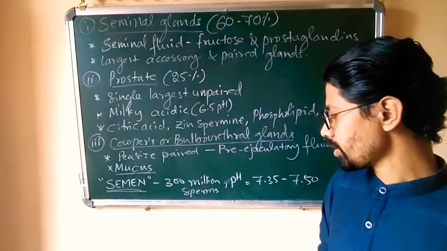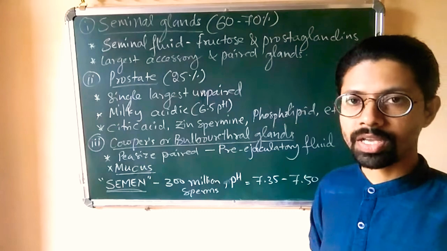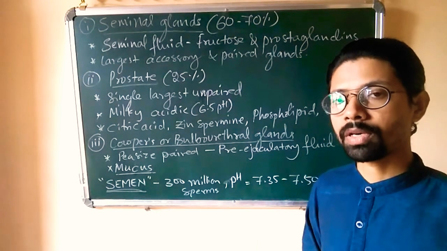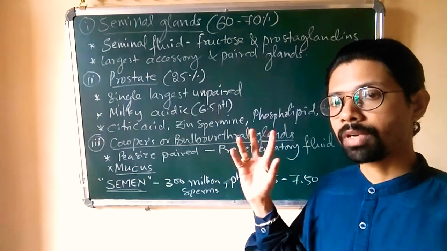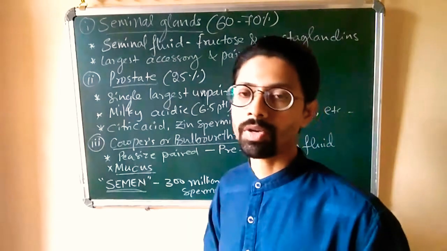The pH of semen is around 7.35 to 7.5, which is a basic pH, not an acidic pH. So remember the pH, remember the number of sperms, and remember the major secretions of these glands, which is very important for your theory as well as your entrance exam.